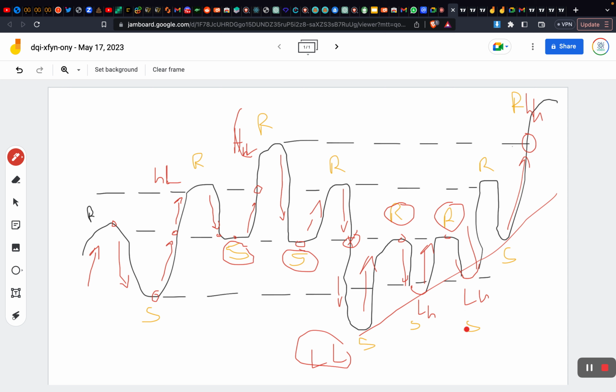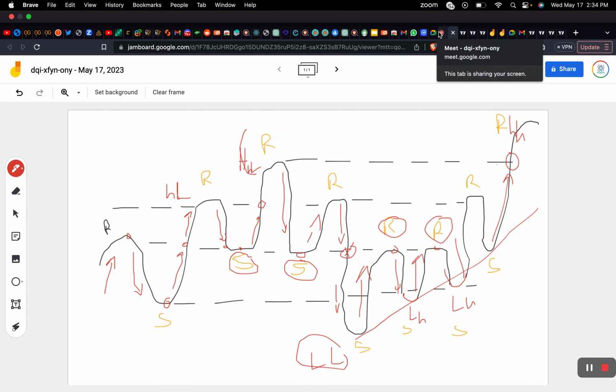So on these notes, I have been able to explain some of the concepts around resistance and support. Are there questions that you would like to ask, or do you understand?